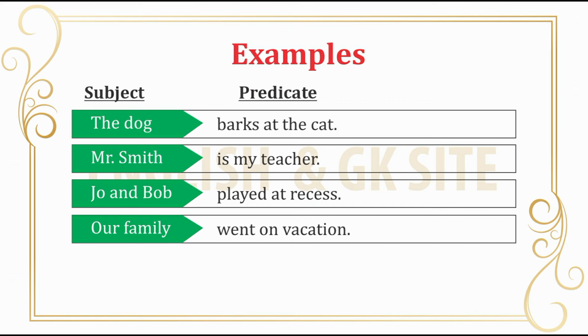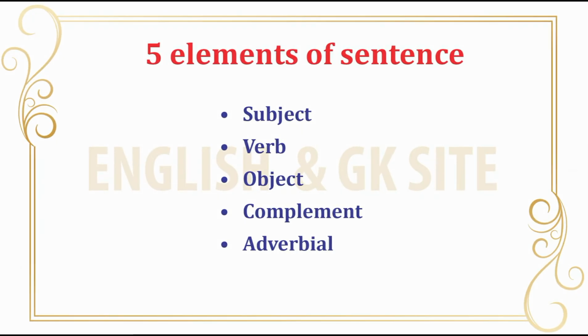Then Mr. Smith is my teacher. Mr. Smith is the subject, is my teacher is the predicate. Joe and Bob played at recess. Our family, subject, went on vacation, predicate. So, a predicate is the part of a sentence which gives information about the subject. There are 5 elements of a sentence. A sentence is made up of subject, verb, object, and it can have a complement and adverbial.